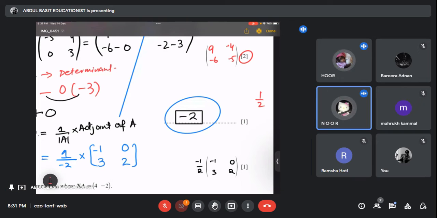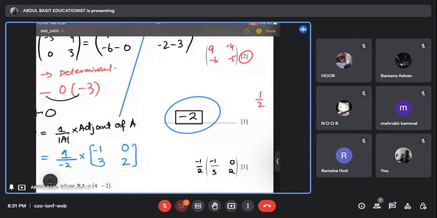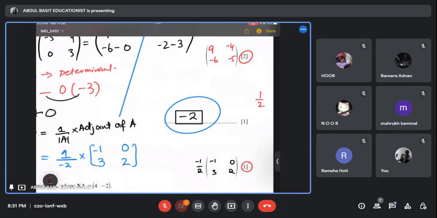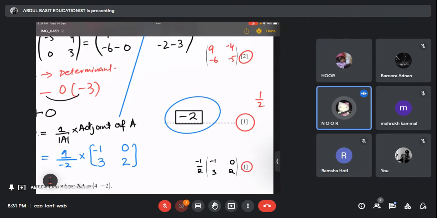Yes, they mistakenly put lines in the matrices, and that's wrong. Okay, so no need to put any line in the matrix. Okay, is this clear? Yes, sir.